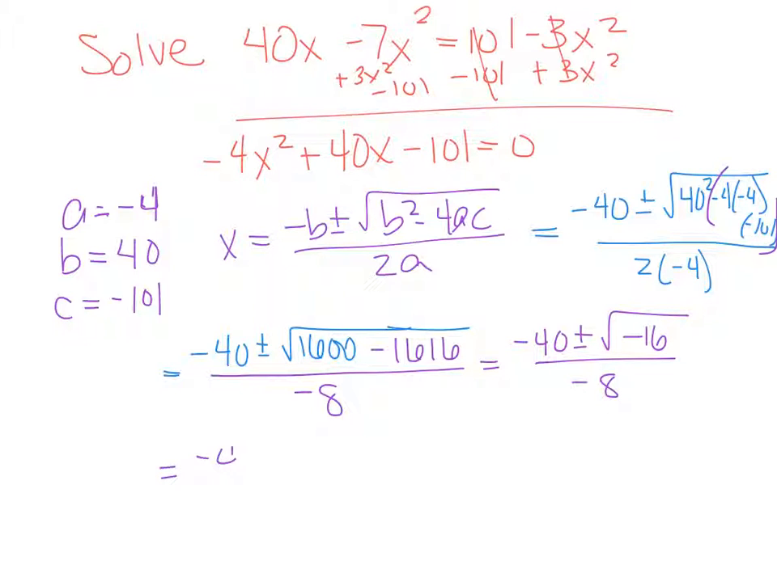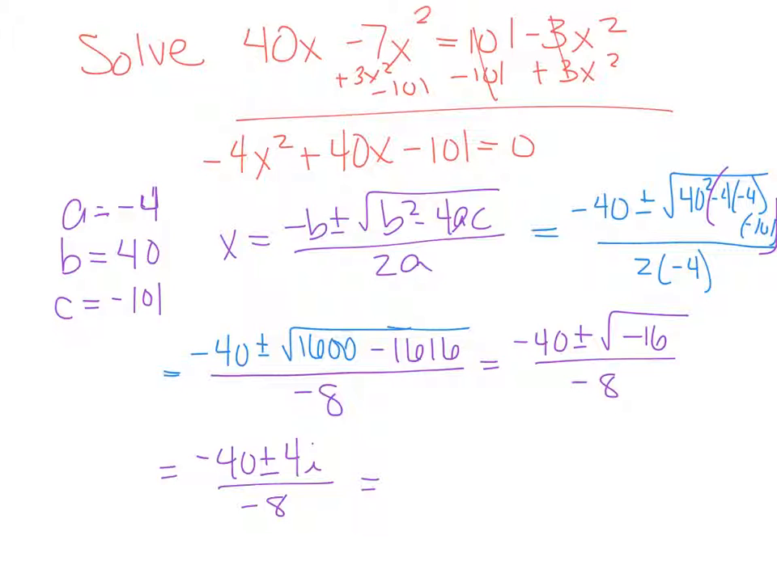Don't simplify yet, like the 40 and the 8, because you can't do it unless you're simplifying something right here as well. So what is the square root of negative 16? It's 4i. So 4i over negative 8.